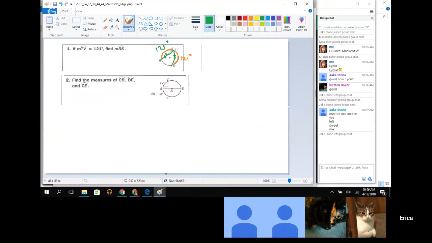Okay. And then the last one we'll do is this number 2. Oh, and just to make sure, this is theorem 10.3. Find the measures of arc CB, BE, and CE. Okay, so what does this look like? What does it look like I'm going to use? I think for this one I'm probably going to use theorem 10.4 or 10.5, but which one am I going to use again? So I'm actually going to use 10.5.